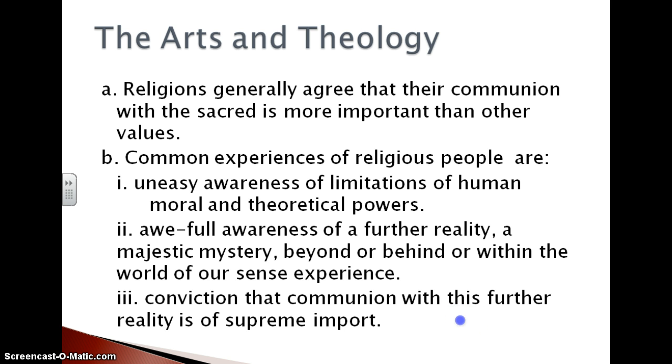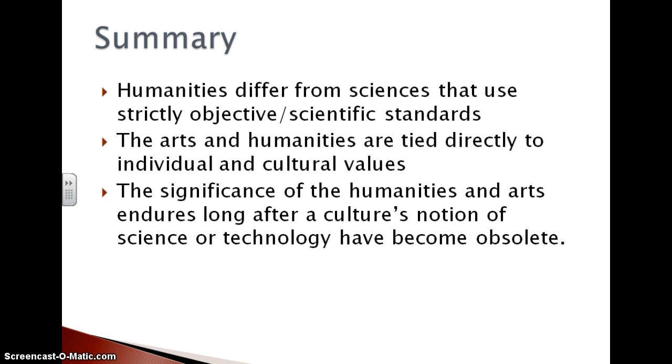And then our summary as we wrap up. Remember that humanities differ from the sciences because the sciences use strictly objective scientific standards. Arts and humanities are particularly tied to individual and cultural values, which is really important. And the significance is that humanities and the arts endure long after a culture's notion of science or technology have become obsolete. We can go back 50 years, 100 years, 1,000 years, and the science and technology of that time is obsolete. It's only studied historically, but we go back and we continue to learn from a study of the humanities and the arts of that same culture, and they still speak to us today.